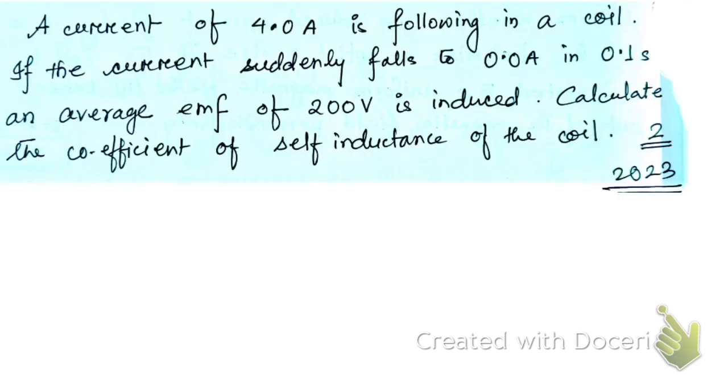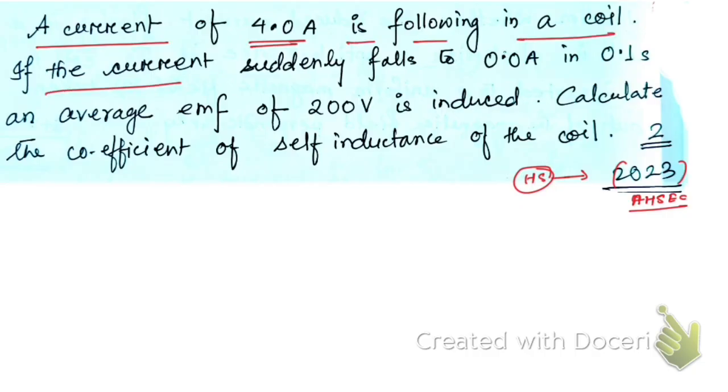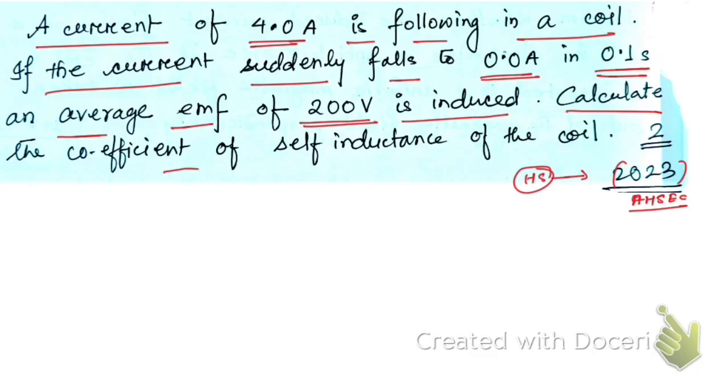So now let's start. This question was asked in the AHSEC final examination 2023 under the Assam Higher Secondary Education Council. A current of 4.0 ampere is flowing in a coil. If the current suddenly falls to 0.0 ampere in 0.1 second, an average EMF of 200 volt is induced. Calculate the coefficient of self inductance of the coil.